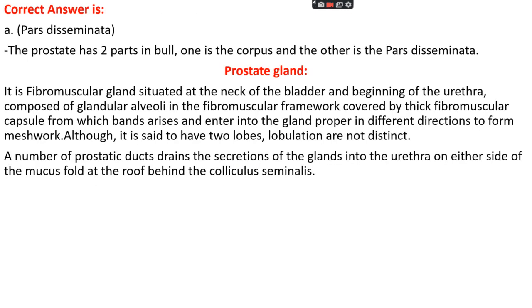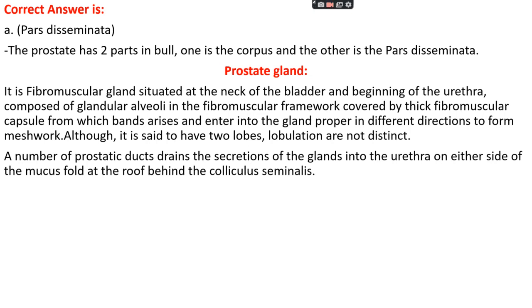The prostate has two parts in bull: one is the corpus and the other is the pars disseminata. The prostate gland is a fibromuscular gland situated at the neck of the bladder and at the beginning of the urethra. It is composed of glandular alveoli in a fibromuscular framework and is covered by a thick fibromuscular capsule from which bands arise, and these bands enter the gland proper in different directions to form the meshwork.